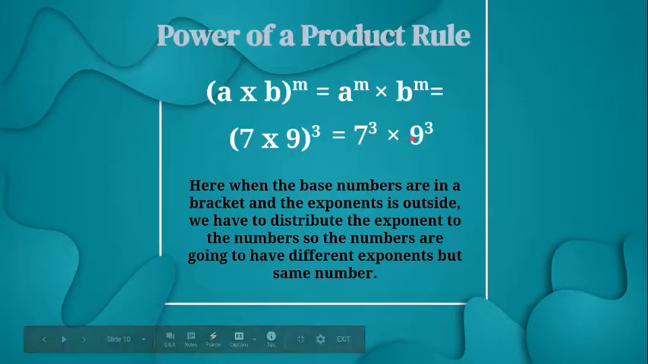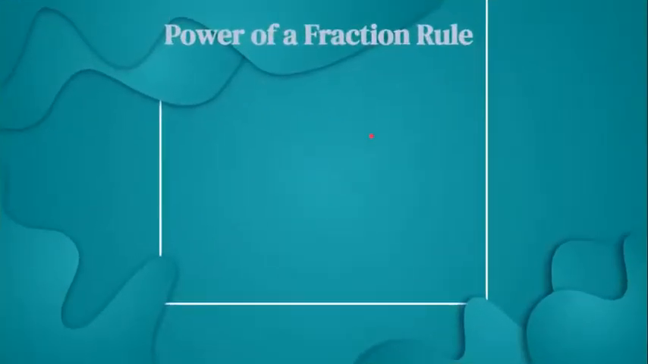So here we have two numbers. The bases are not the same, but they have the same sign, they're both positive, and they have the same exponent. This is very confusing, but it's very easy when you start using it and learning it.